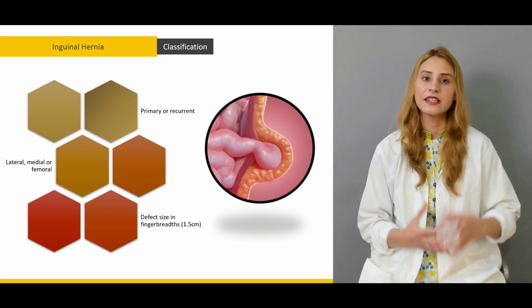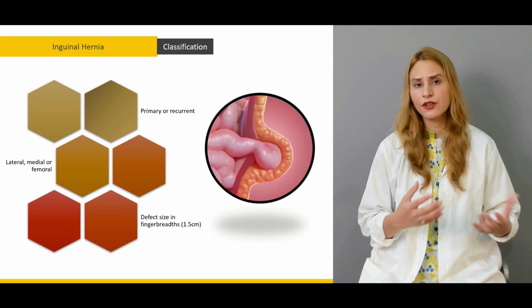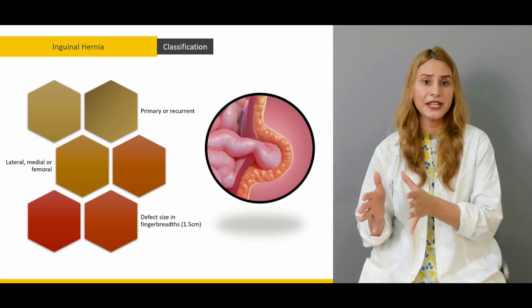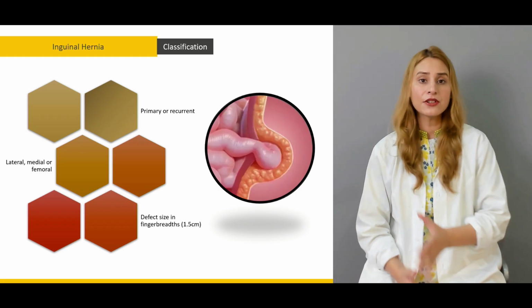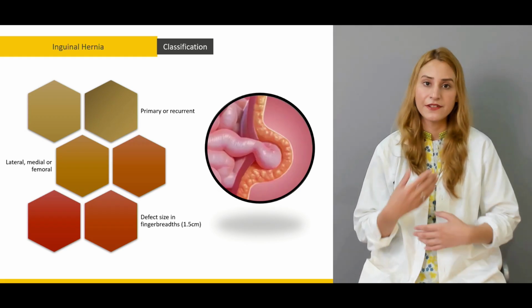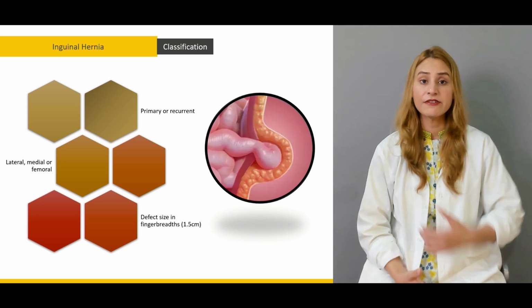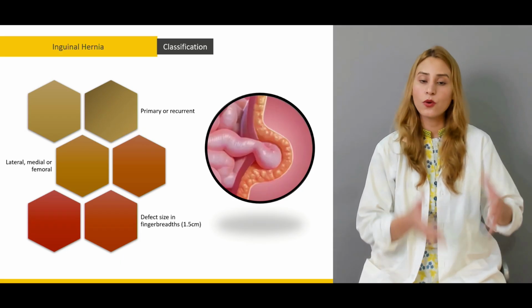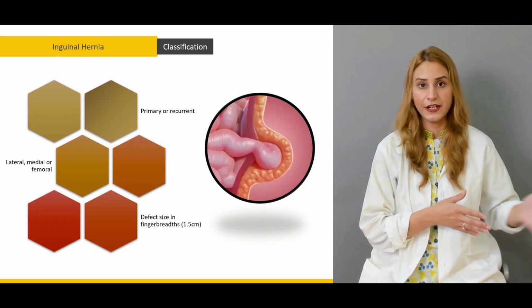Primary means that the hernia is developing for the very first time. But the recurrent hernias develop, go off, then develop again and again. So there is a recurrency in those hernias, and they are called recurrent hernias. So one entity is the primary hernias, which are developing for the very first time.